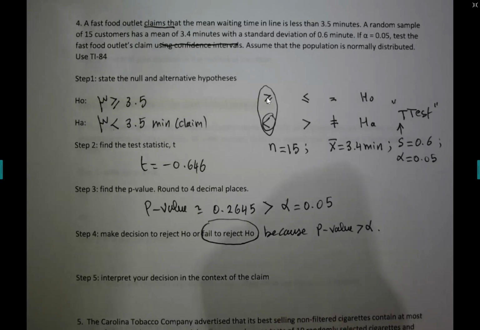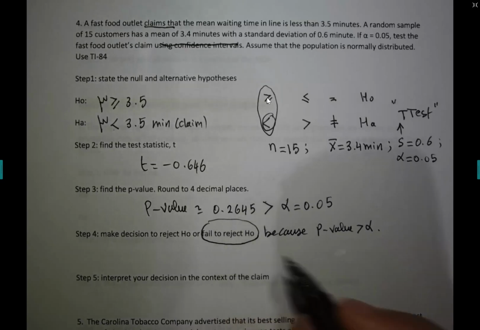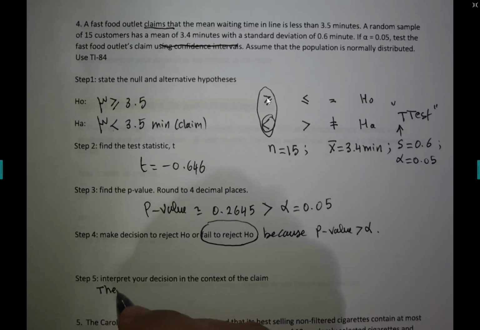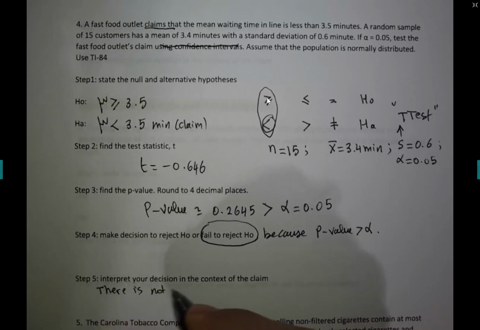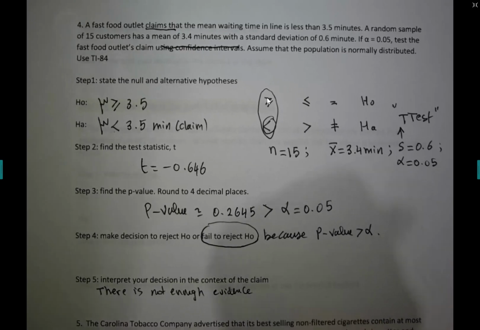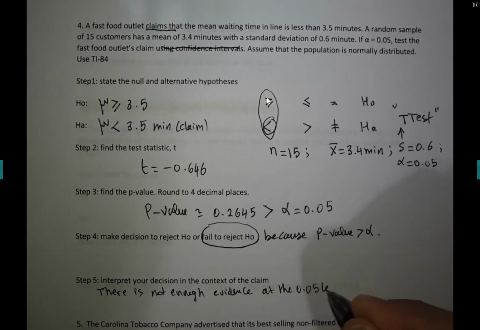Interpret your decision. It's always failed to reject. To be honest with you, I didn't intend to make it this way, but it happens. So there is not enough evidence. In my math lab, when you select step 5, it's going to give you a drop-down menu. You have to choose there is not, because you failed to reject H0. So there is not enough evidence at the 0.05 level of significance.